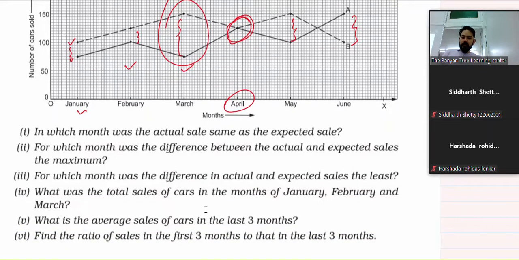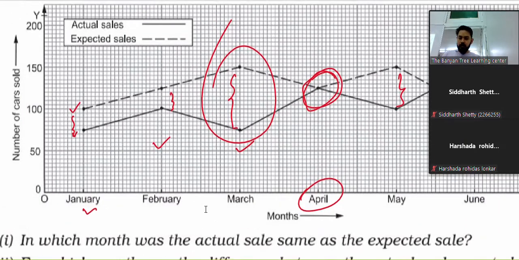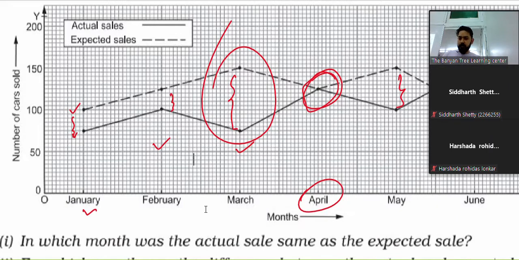What was the total sales of cars in the month of January, February and March? Come on, calculate and tell me. Total sale, like actual sale or expected? Actual, of course. 25 plus 40. Everyone is doing it in their head. Raise your hand, answer. Yes, anyone? Yeah, 250 is correct. In January they sold 75 cars, in March 75 cars, and in February 100 cars. So total 250 if you add.